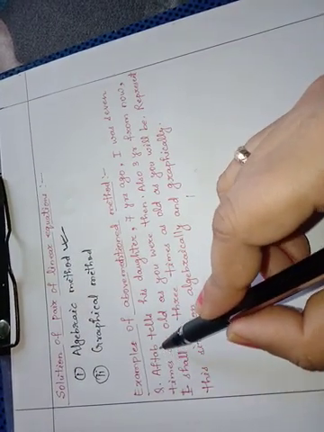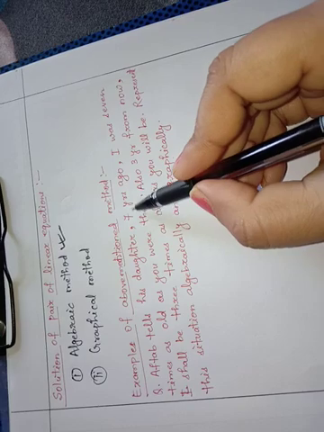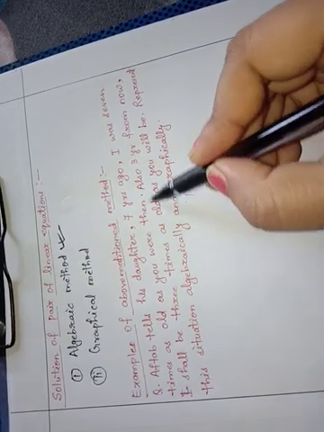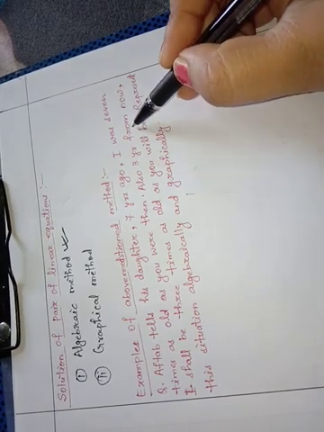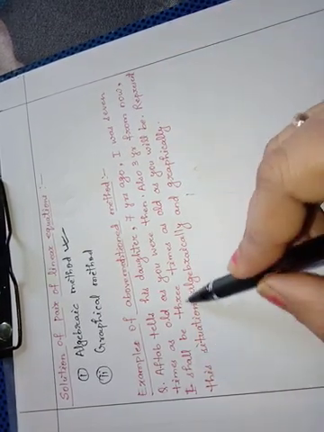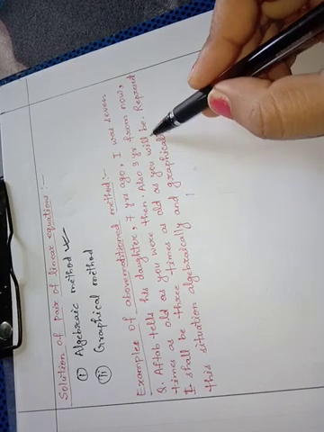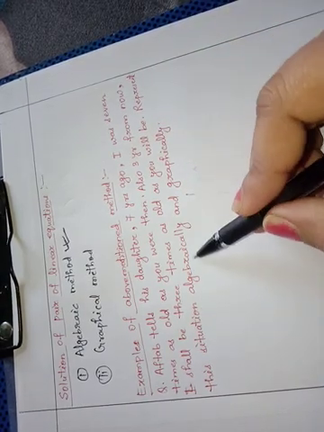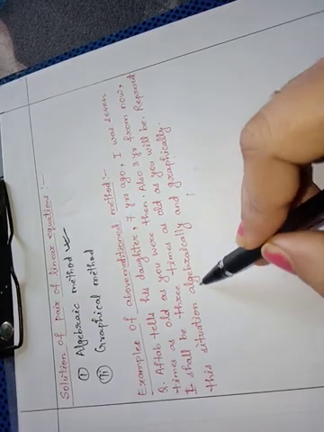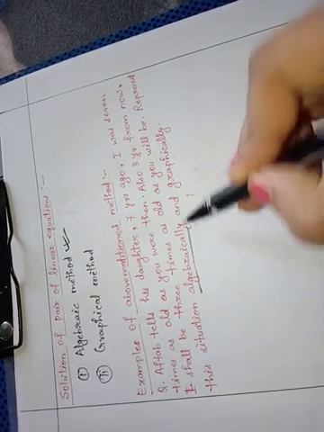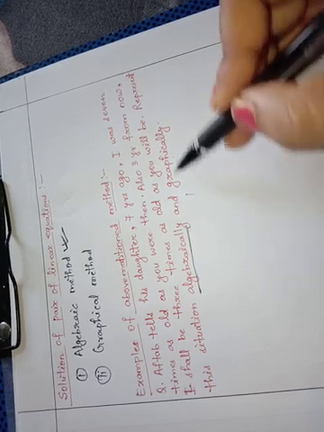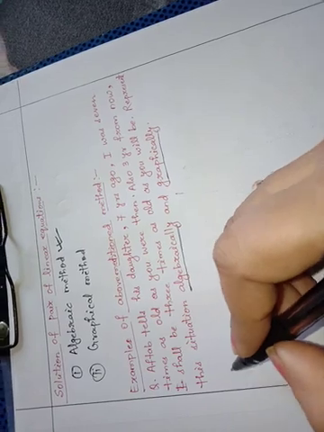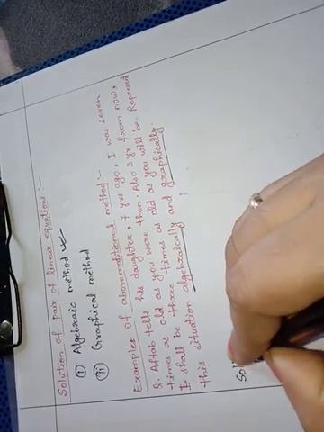Now example is Aftab tells his daughter, 7 years ago I was 7 times as old as you were then. Also 3 years from now I shall be 3 times as old as you. We will represent this situation algebraically and graphically. So firstly we will show this equation in algebraic form, after that graphical form. Okay, let's start its solution.